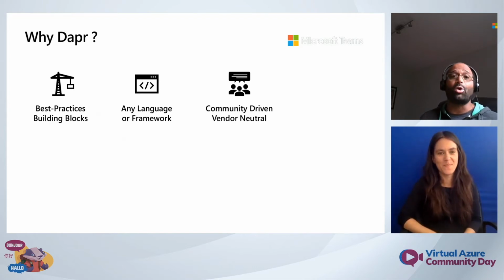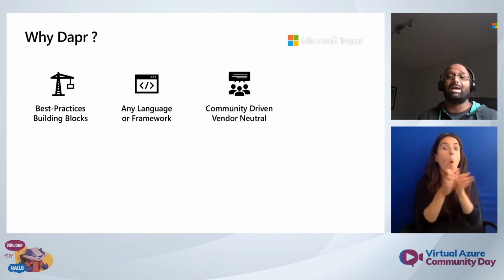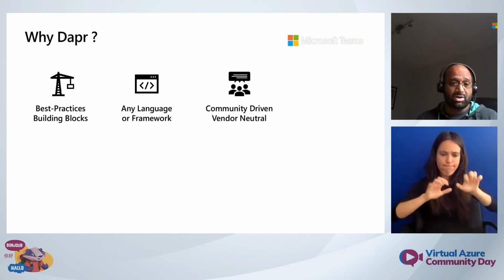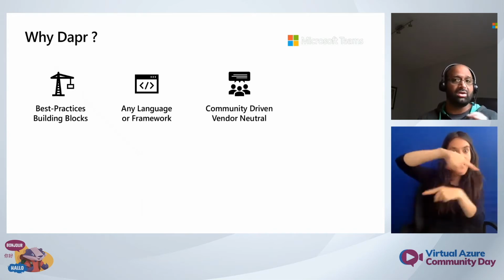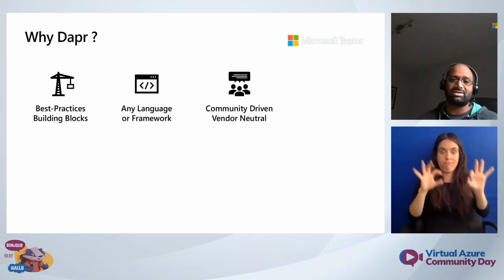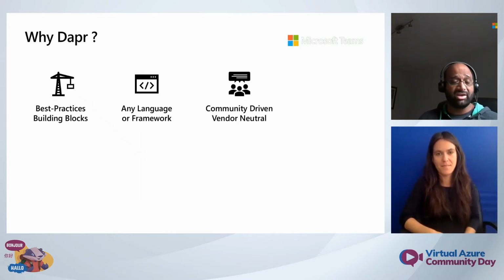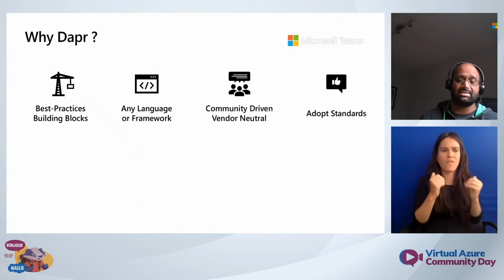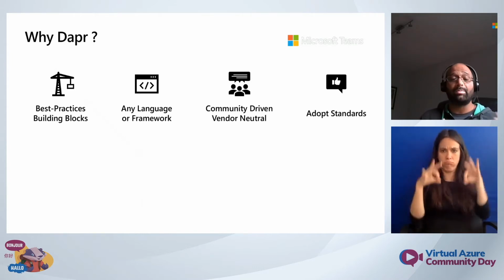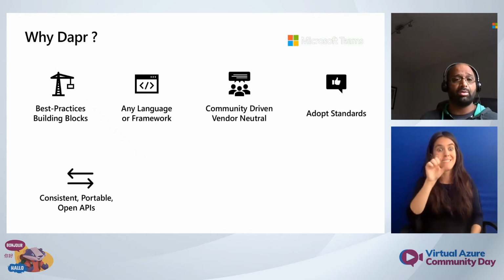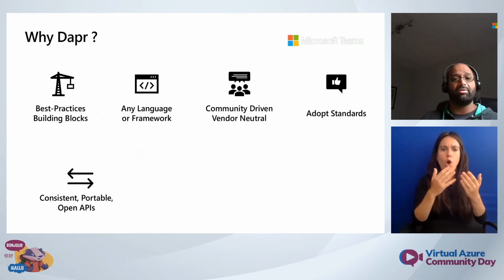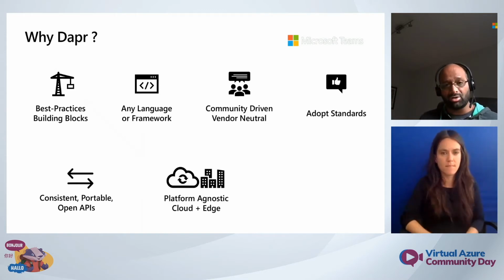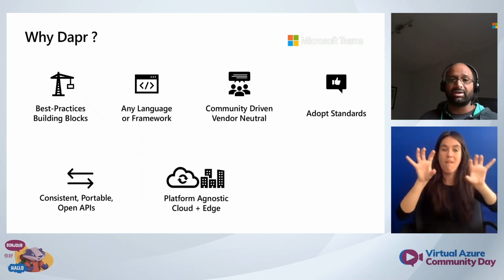Dapr is open source. All of Dapr is developed through community engagement. It is a community driven project and it is very much vendor neutral. It works across all the clouds and across the edge devices. Wherever possible, Dapr has adopted standards like OpenTelemetry or CloudEvents. Dapr provides consistent, portable, and open APIs, which are very important for portability. It is platform agnostic and works for different clouds and edge.